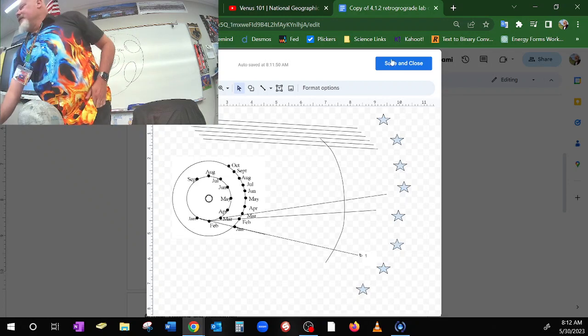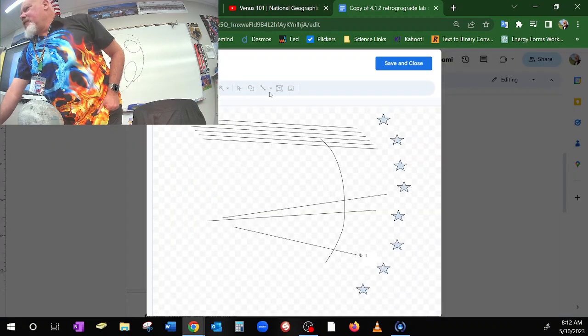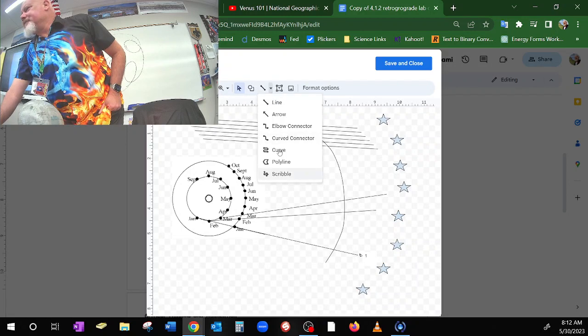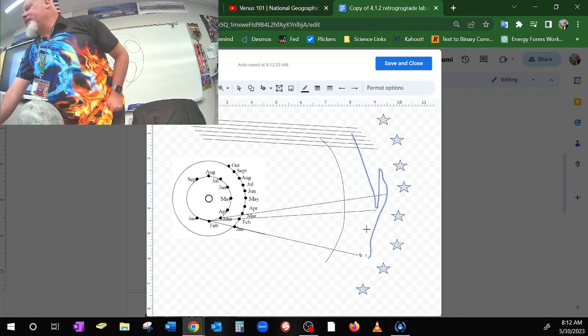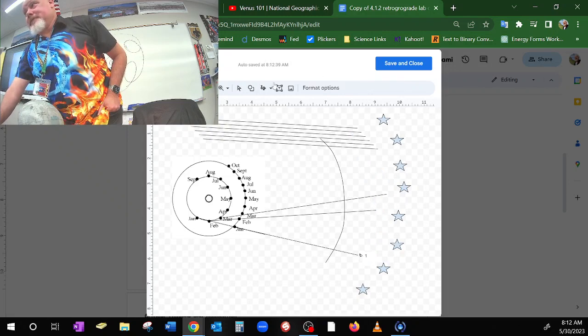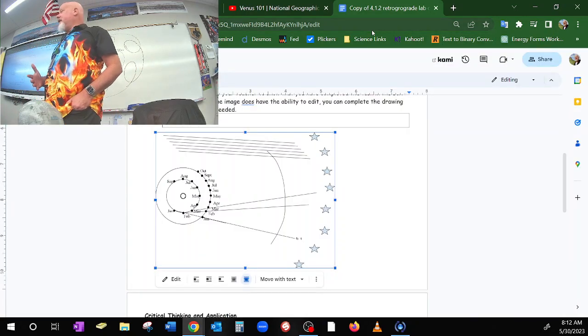All right. Then when you're done with that, you're going to hit Save and Close. And you're going to see, one more thing that you're going to do, I should probably do this, is you want to get the little scribble line. So you go to the line, scribble, and show me the path of Mars. What's it going to do? Is it going to go like that? We're going to see that retrograde motion. Right now you can see it's going a little bit further east each day. All right. So that's how you do it on the screen here.